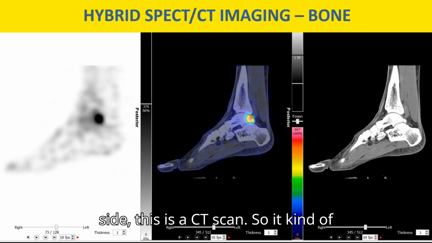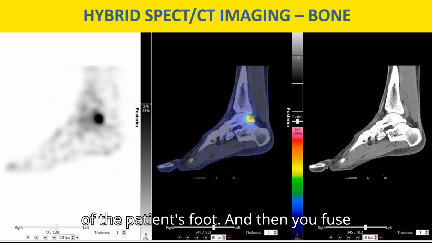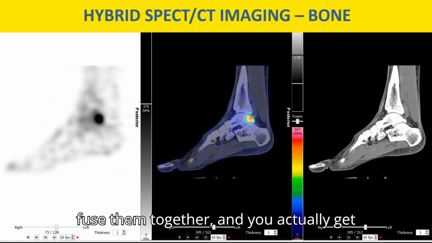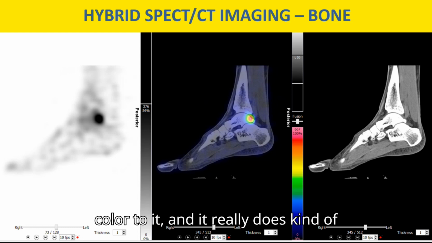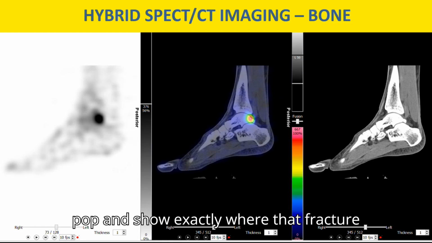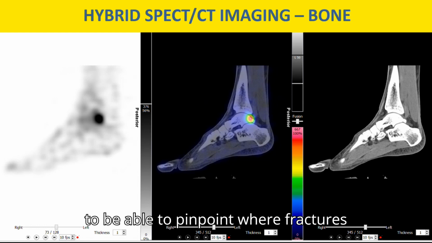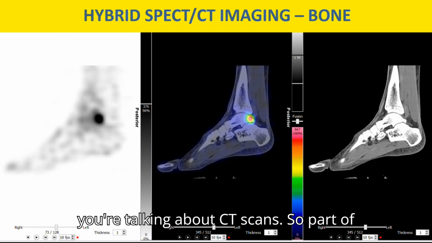Now on the right-hand side, this is a CT scan, so it kind of looks like an X-ray. We do a CT scan of the patient's foot, and then you fuse this third image with that first image, fuse them together, and you actually get this hybrid image where you add some color to it, and it really does pop and show exactly where that fracture is. So it's very helpful for the doctor to be able to pinpoint where fractures might be located to help with the treatment. So you might be wondering why we're talking about CT scans.